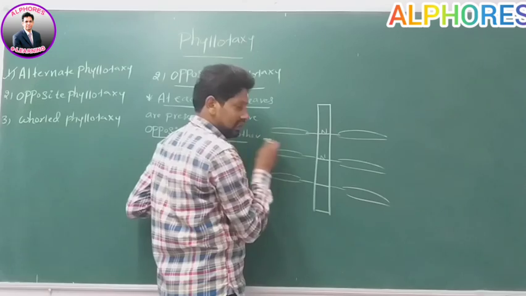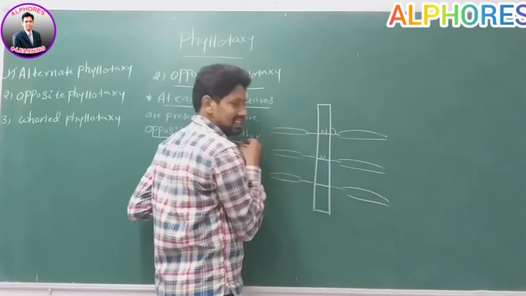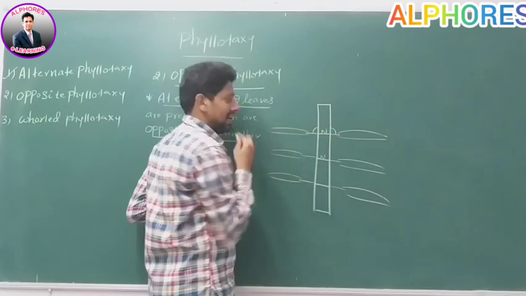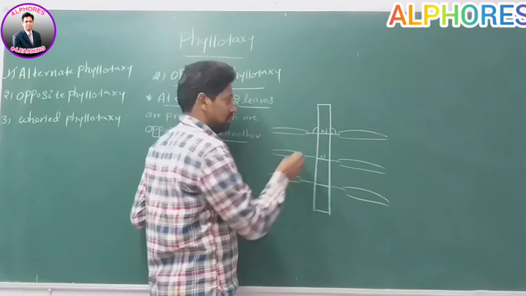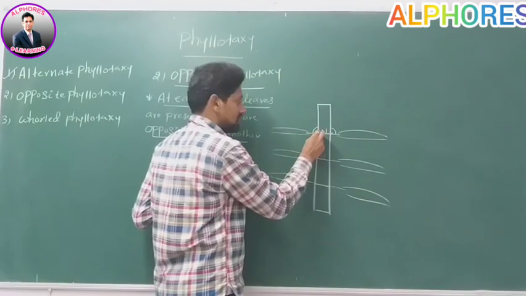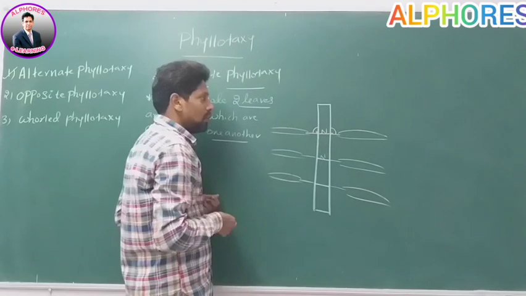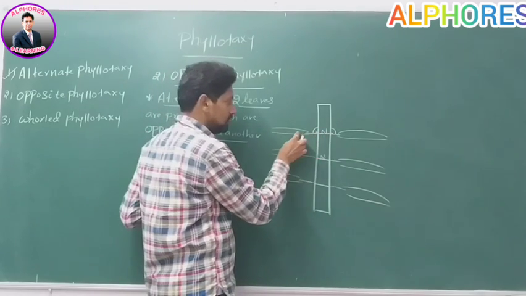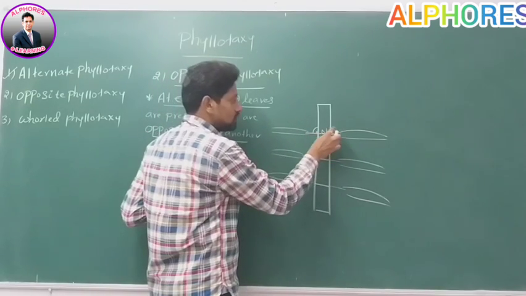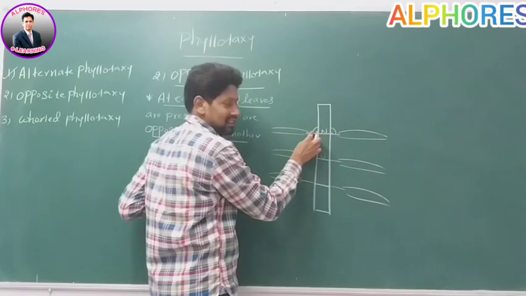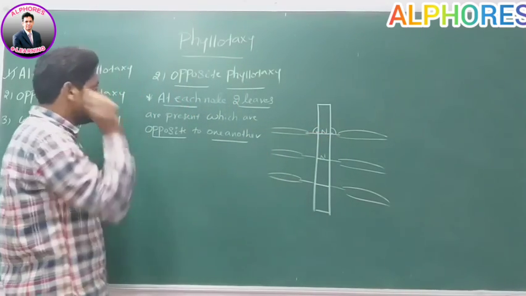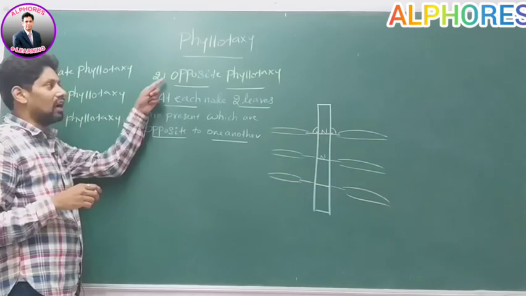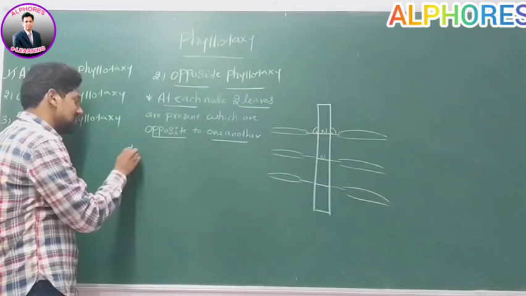Now you tell me, this is a node, right? What is this one? Leaf. What is this? Axil. This axil contains which bud? Axillary bud. This axil also contains an axillary bud. Therefore, one node, 2 leaves. 2 leaves means how many axils? 2 axils. 2 axils means how many axillary buds? 2 axillary buds.